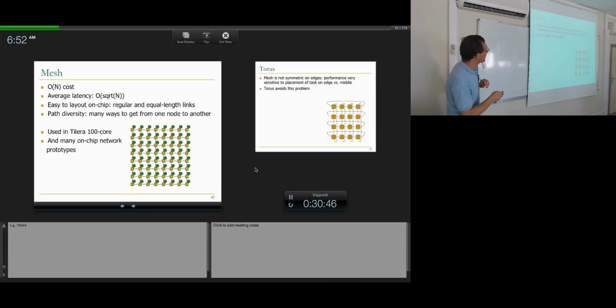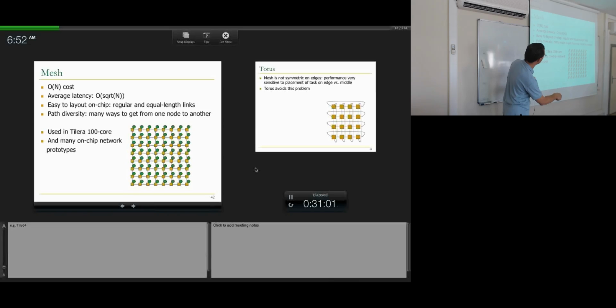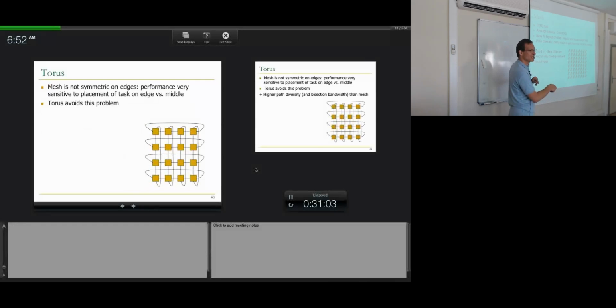So meshes, one downside of meshes: if you want to communicate from this node to this node, well, you need to go all the way this way, right? But if you had a connection like this that wraps around, now you're much more symmetric. So the problem is the edge nodes are not symmetric in a mesh.